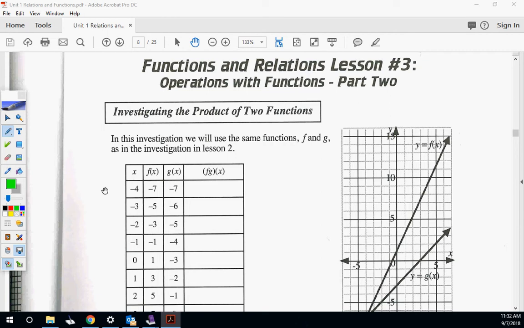Unit 1, Lesson 3, Operation Functions Part 2. We're focusing on multiplying functions. Okay, when I opened the class, I just kind of teased it a little bit. I said, now when you multiply, you can see your degrees are going to have more chance of changing than when we're adding and subtracting. So things get a little different.